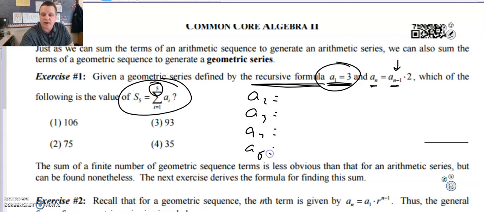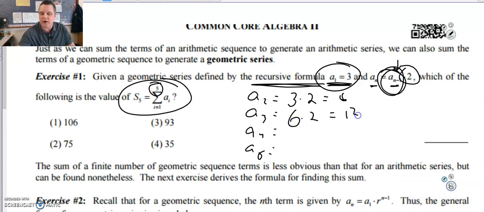Okay, so to find A2, we're going to take A1, which is this right here, and multiply it by 2. So 3 times 2 is 6. So every value we're just going to multiply by 6, I'm sorry, by 2. Okay, so then we have 6 times 2, which is 12. And then, previous term, 12 times 2, which is 24. And then 24 times 2, which is 48.